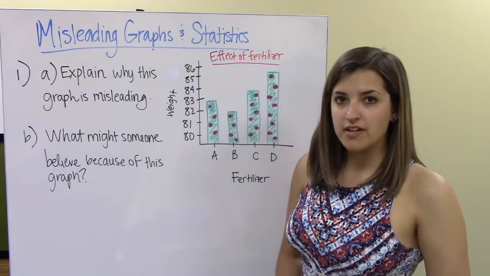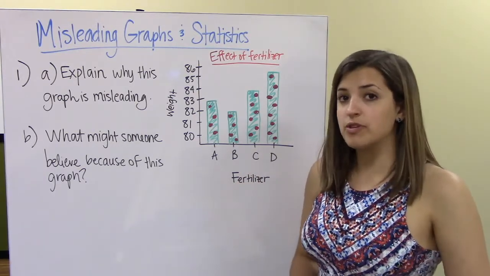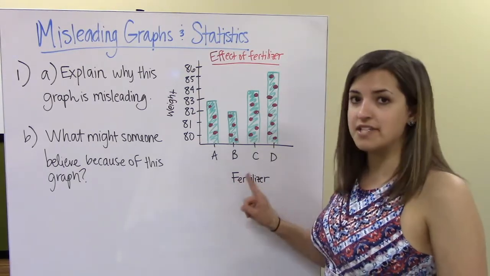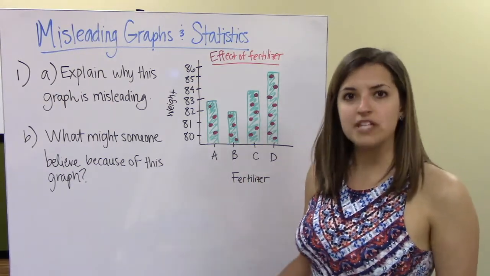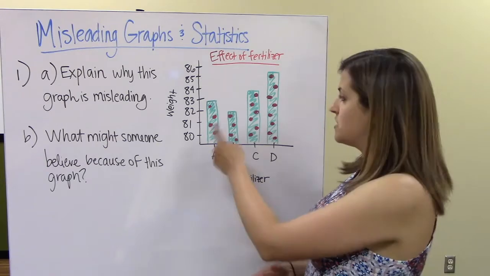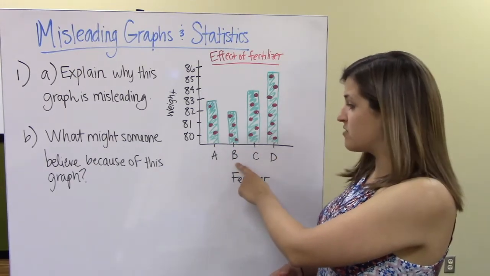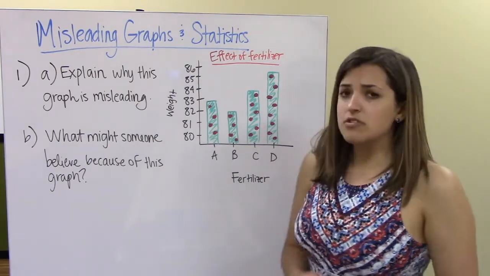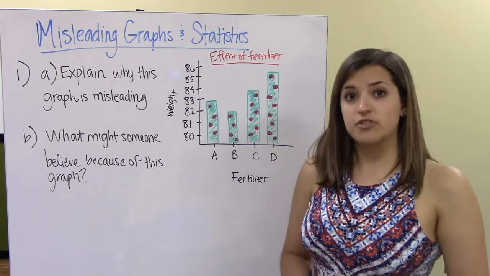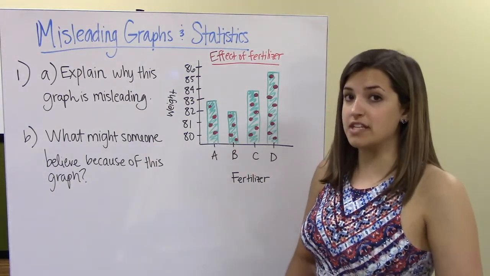In problem number 1, we're shown a graph that shows the size of tomatoes after being treated with 4 different fertilizers, A, B, C, and D. And as we look at this graph right now, it looks like there's a big difference between the height of all of these bars. So it looks like there's a big difference between the height of bar B, so that's fertilizer B, and bar D. But if we take a closer look, you can see that this graph is actually really misleading. So our first task is to explain why this graph is misleading.